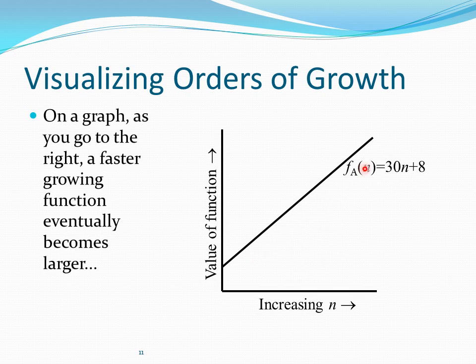This is f a of n, 30n plus 8. So the second function is lesser than f a of n up to this point. Then it grows faster than this function. So from this position, f b of n grows faster than f a of n.